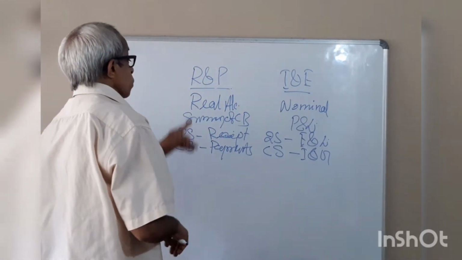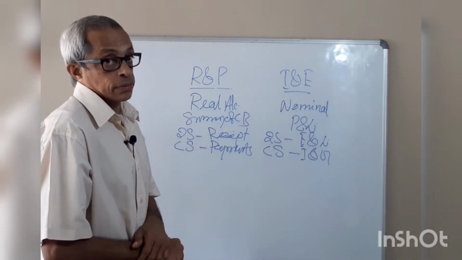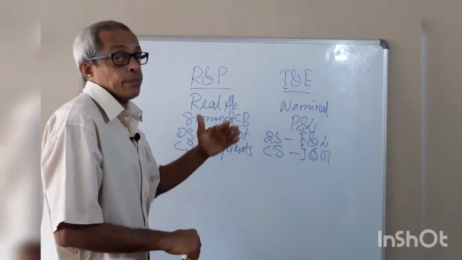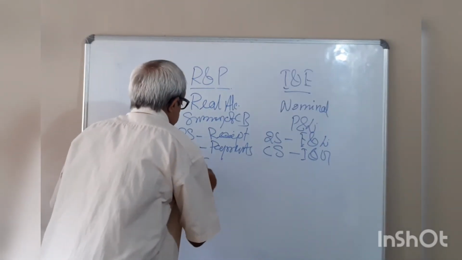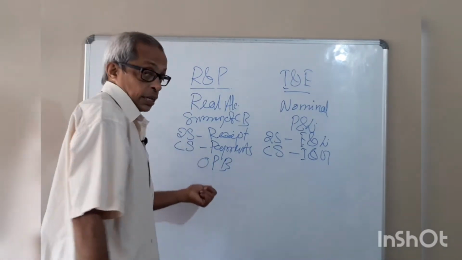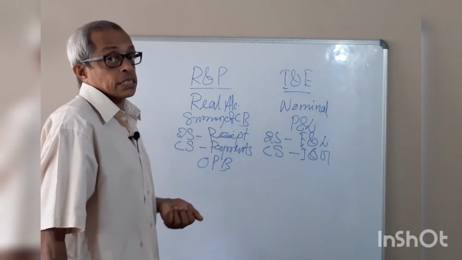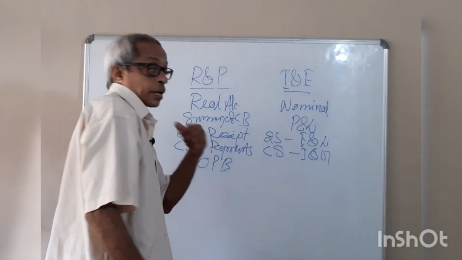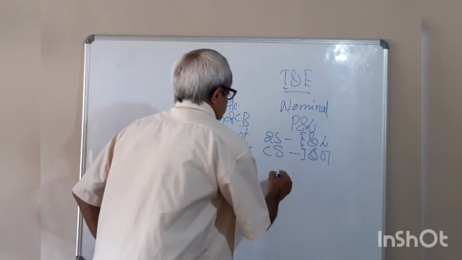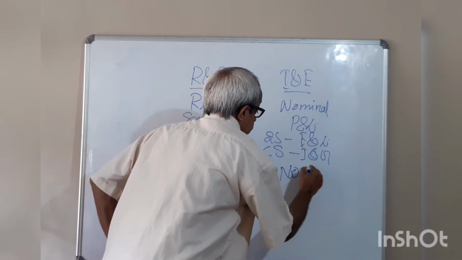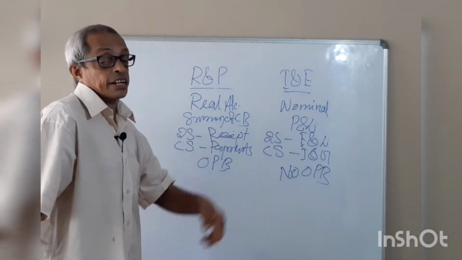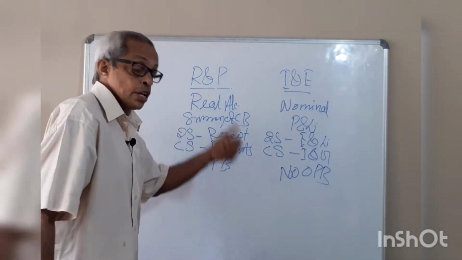And as far as opening balance is concerned, if that particular business concern is a continuing business concern, then there will be opening balance. But in income and expenditure account, there will be no opening balance, but in the case of receipts and payments account, there will be opening balance.